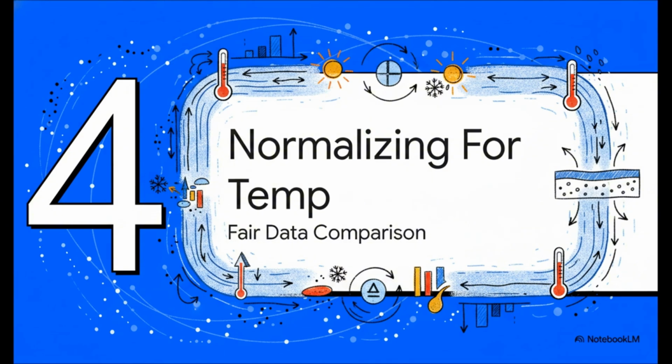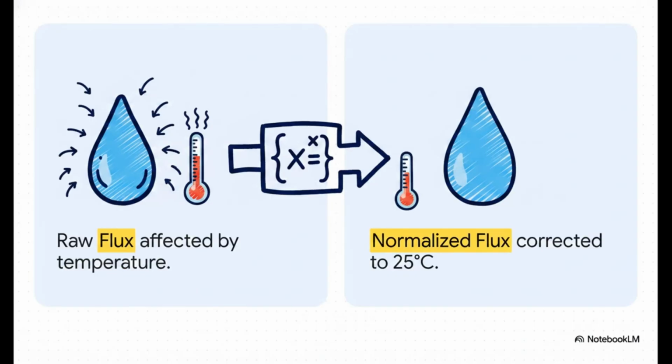Section 4, normalizing flux for temperature. To ensure our data modeling is totally accurate, we have to account for physical variables like temperature, which directly affect water's permeability. It makes sense, right? As water gets warmer, it flows easier, which can artificially inflate our flux numbers. So we contrast raw flux against a normalized metric called J25. By applying an exponential correction formula, we can adjust all the data points as if they were tested at a standard 25 degrees Celsius. It basically removes temperature as a misleading variable.